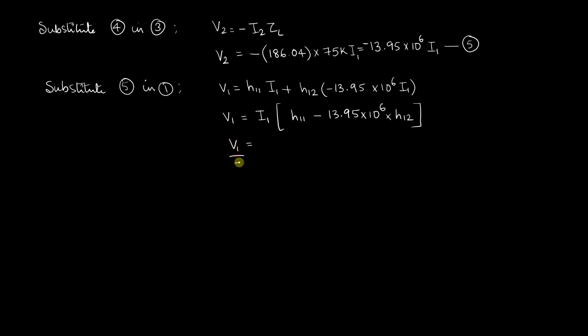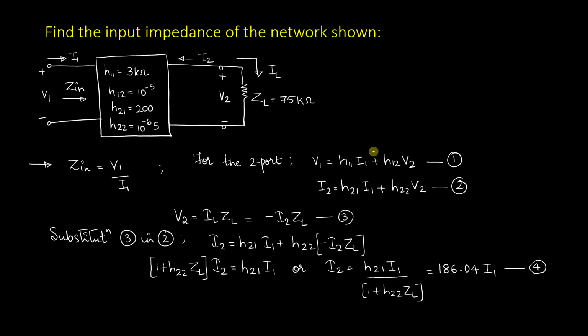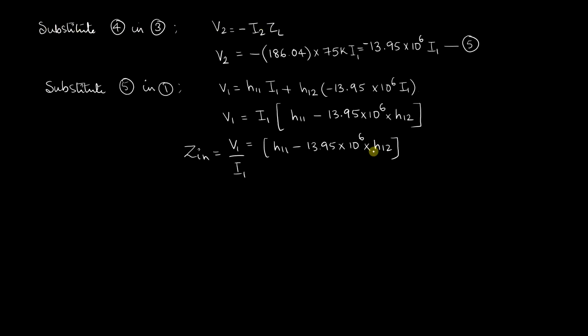V1 by I1 is equal to the input impedance Zin. So this is equal to H11 minus 13.95 into 10 power 6 into H12. The values of H11 and H12 are specified. Substitute those values and find out the input impedance Zin. It is 2.8 kilo ohms.